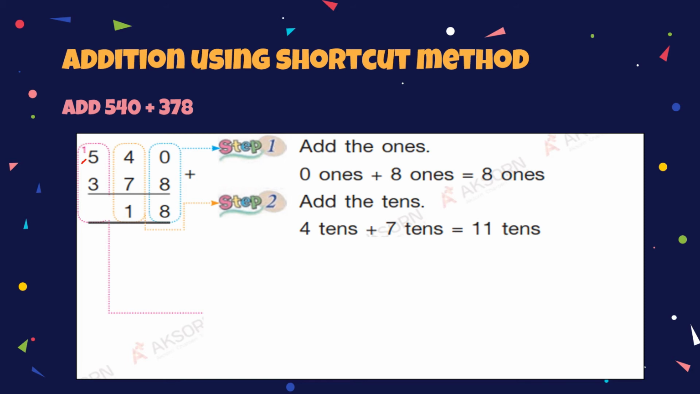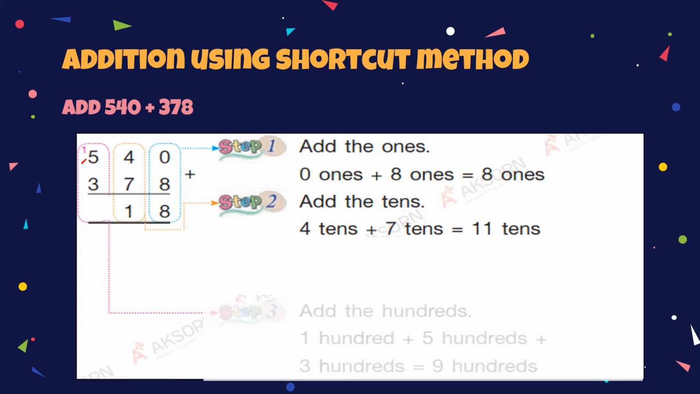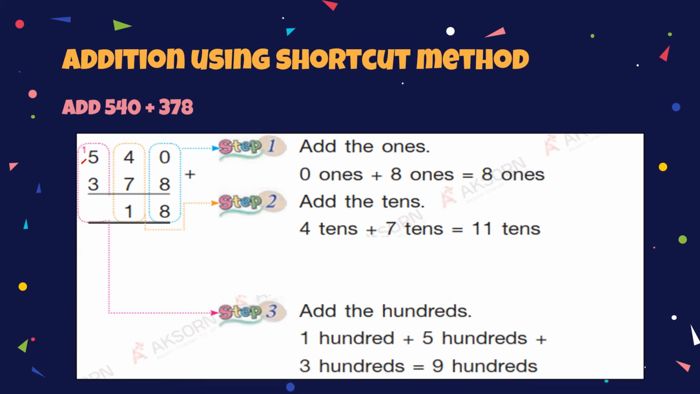So there you go. So for the third step, we're going to add the hundreds. So 1 plus 5 plus 3 is equal to 9, which is 900. So 540 plus 378 is equal to 918.